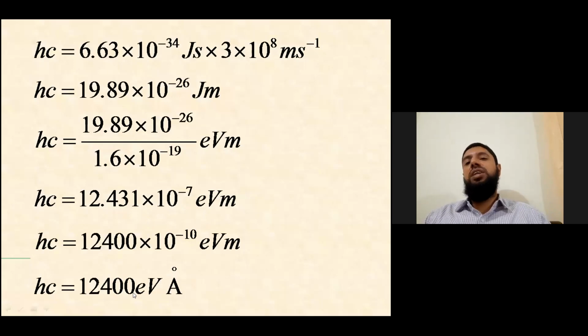This is preferred: 12,400 electron volt Armstrong. This is the preferred value for you.